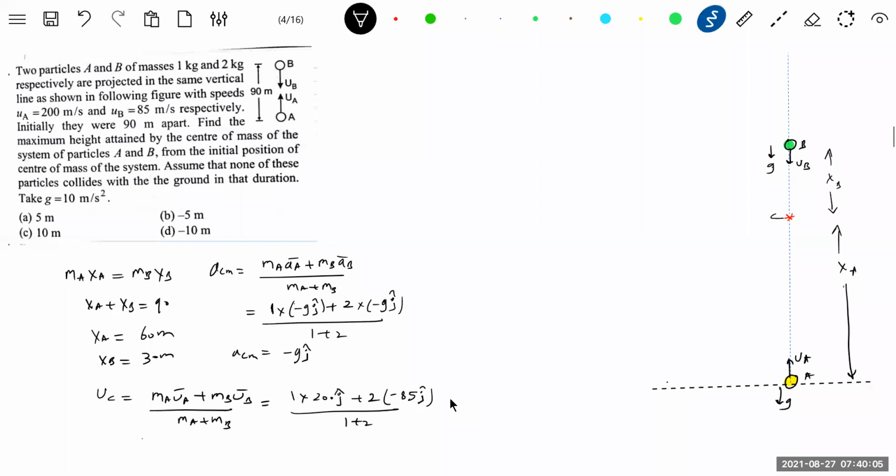Now the initial velocity of the center of mass, we will get it. Okay, this we'll check, this will become 10 j cap, I'll get it. So initially, though you're projecting, the UC will be in this direction. To what height will the center of mass ascend?